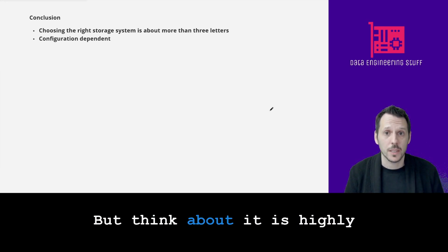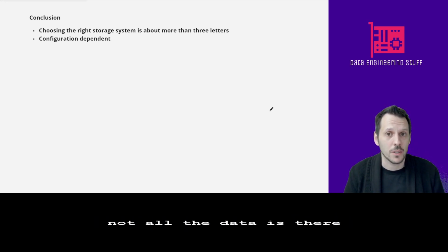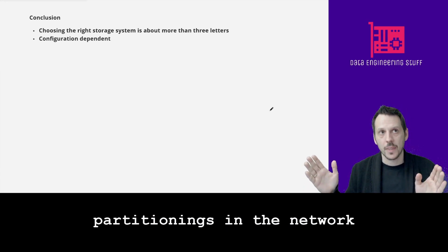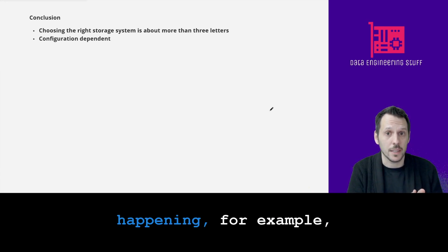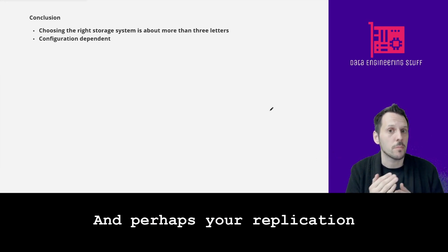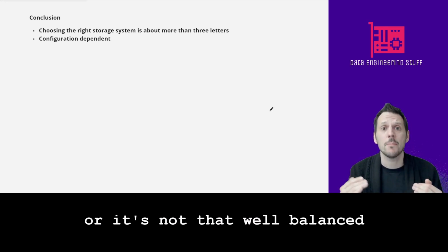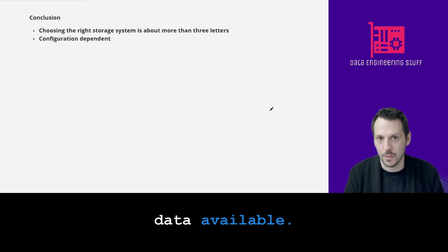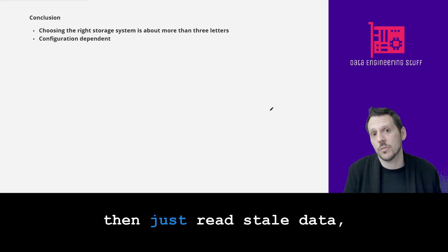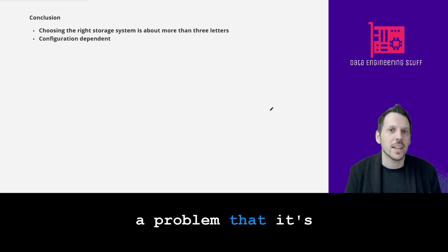But think about it: it is highly configuration dependent. For example, even in Cassandra, not all the data is there in every data center. Think about multiple partitionings in the network happening, for example an internet breakdown, and you have 4 data centers, and perhaps your replication factor in Cassandra is too low, or it's not that well balanced, then not all the data is available. Or how could you configure an RDBMS? You could say, okay, then just read stale data. It's okay for my use case. And then it's not that much of a problem that it's not that highly consistent.